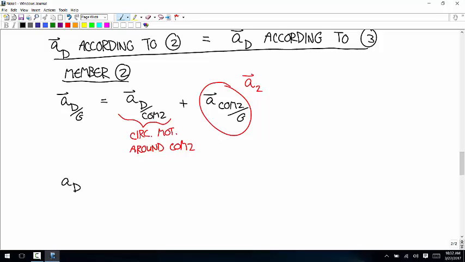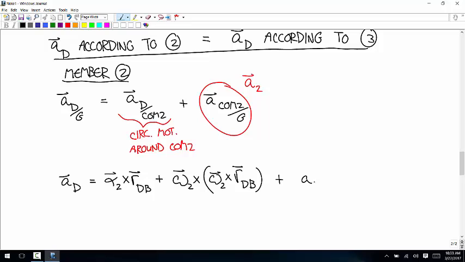So the acceleration of D, according to member 2, is equal to alpha 2 cross the vector 2D from B plus omega 2 cross quantity omega 2 cross R dB plus A2. And we know those omegas now, and we know those R's. And I'm just going to leave it like that.